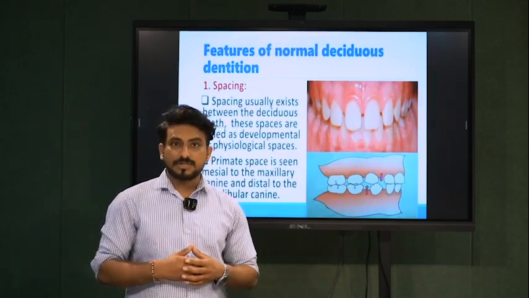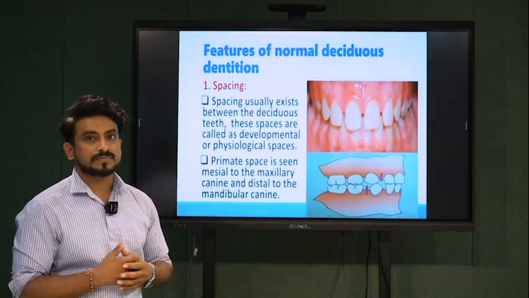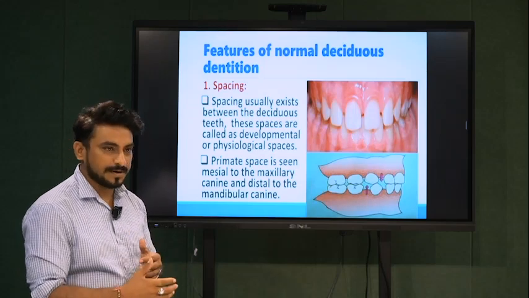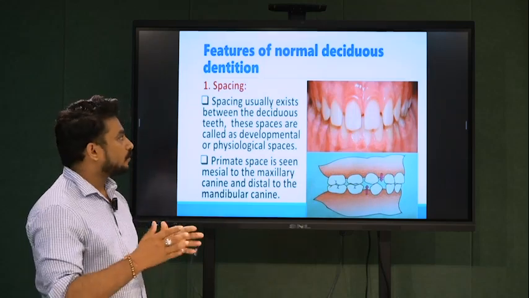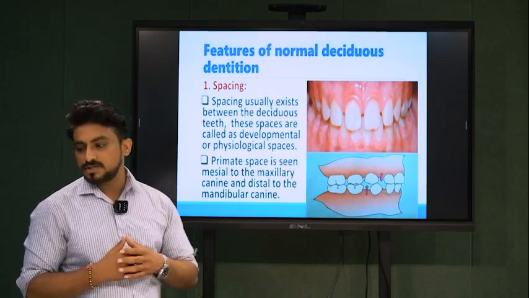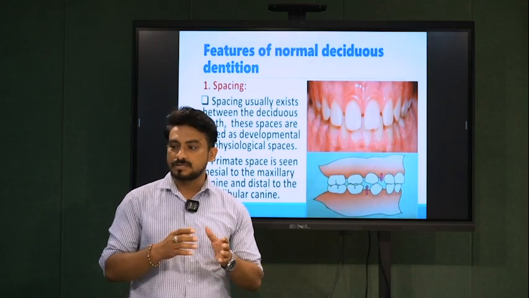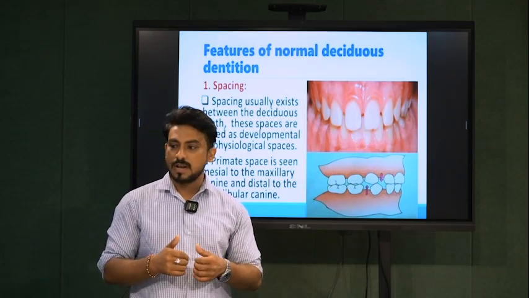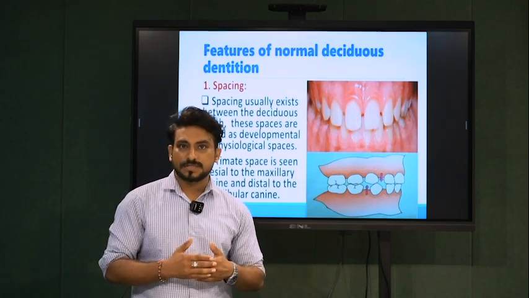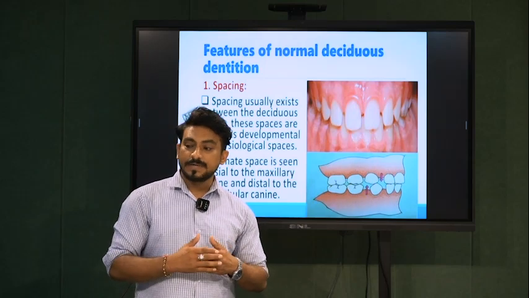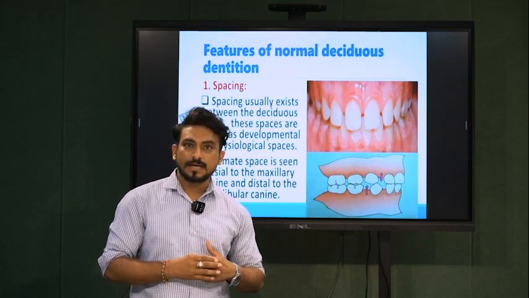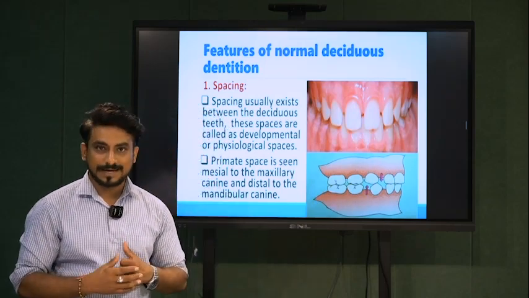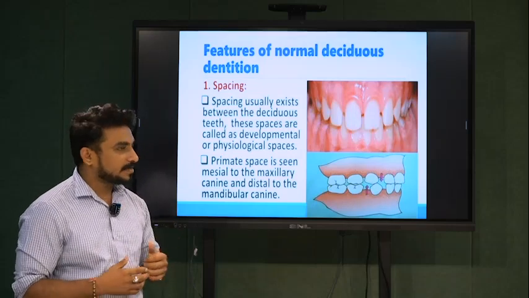Features of the normal dentition. What we can see in the features of the normal deciduous dentition is spacing, which generally exists between the deciduous teeth. This space is called the developmental or physiological space. Primate space is seen mesial to the maxillary canine and distal to the mandibular canine. We can see it in the second figure.